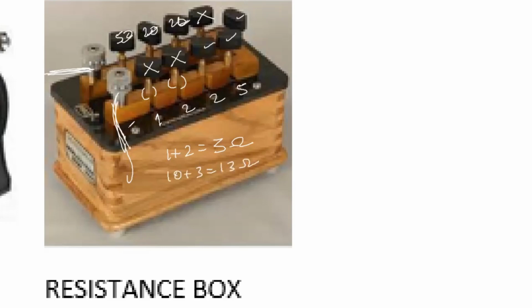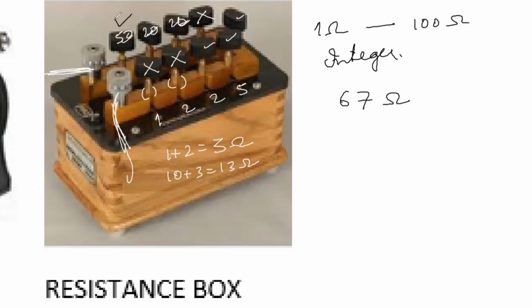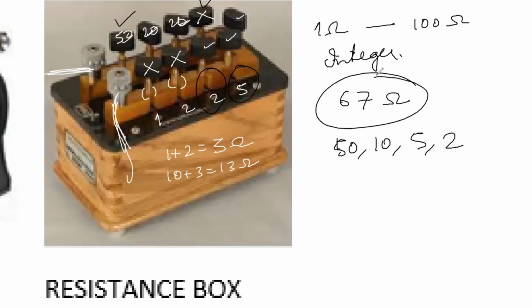So a resistance box helps you add variable resistance; different values of resistance can be added. In this particular resistance box, you can add any integer value from 1 ohm to 100 ohms. For example, if you want 67 ohms, I remove the 50 ohm key, the 10 ohm key, the 5 ohm key, and the 2 ohm key. So I will get 67 ohms. That way, I can get any value between these.